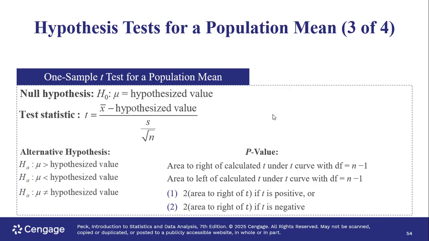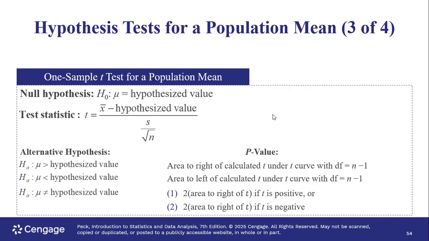Okay. So again, there are three kinds of alternative hypothesis. One is right-tailed, in which case the alternate, H sub A colon, mu greater than a hypothesized value. The other is left-tailed, in which H sub A is mu less than a hypothesized value. We already discussed that if we have a right-tailed test, then we calculate the test statistic, and the p-value is the area to the right of the test statistic under the t-curve with n-1 degrees of freedom, sample size minus 1. And for a left tail test, the p-value is the area to the left of the test statistic under the t-curve with n-1 degrees of freedom.